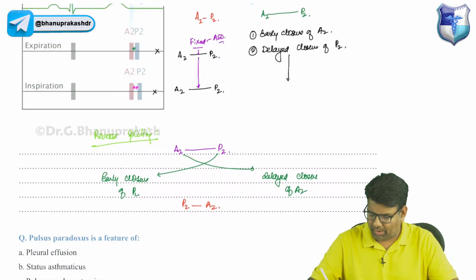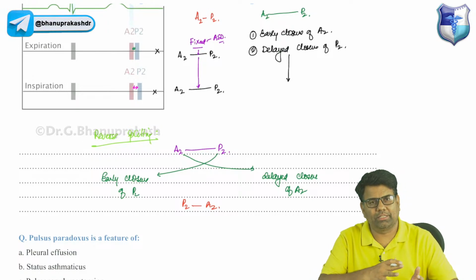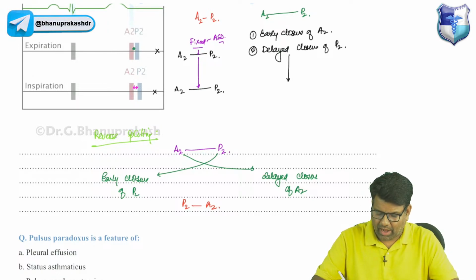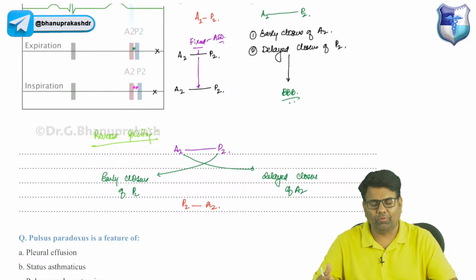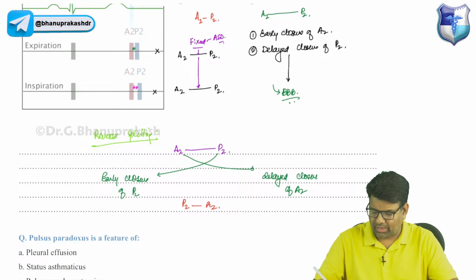Delayed closure: if the impulses are reaching late, the usual cause is bundle branch block, so that will cause delayed closure. If you want to discuss delayed closure of the pulmonary component of the second sound, you can think of right bundle branch block. If you are discussing delayed closure of the aortic component of the sound, you can think of left bundle branch block. So this way, at least you can correlate one of the causes.